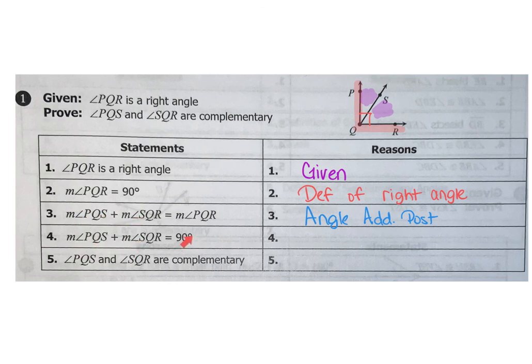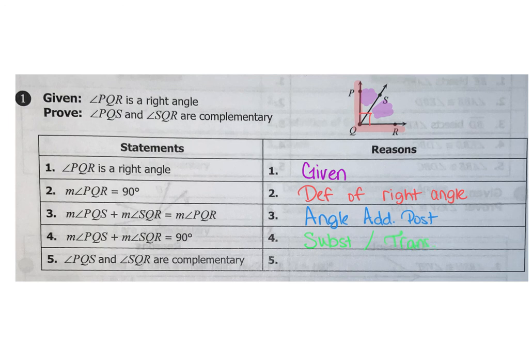What did they do here? We don't know that they're complementary yet. We have that PQR is 90. We have that these two parts equal PQR, and now they're saying these two parts equal 90. What did they do? Yeah, substitution. And I would actually take transitive there too, because you could say that this equals PQR, PQR equals 90, so this equals 90. So I would take either substitution or transitive there.